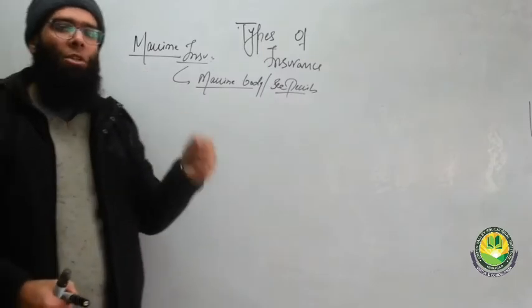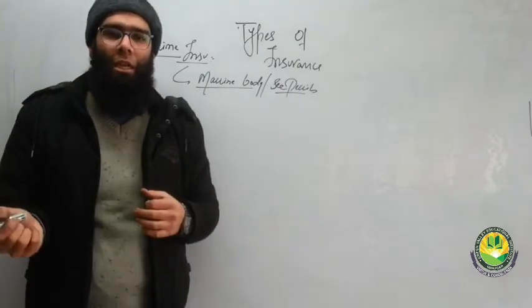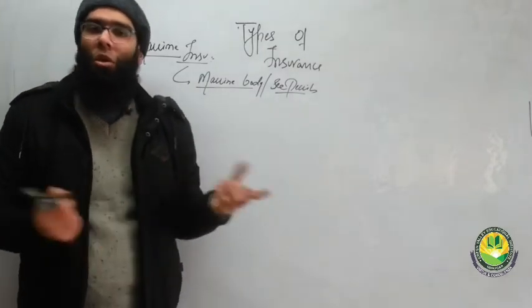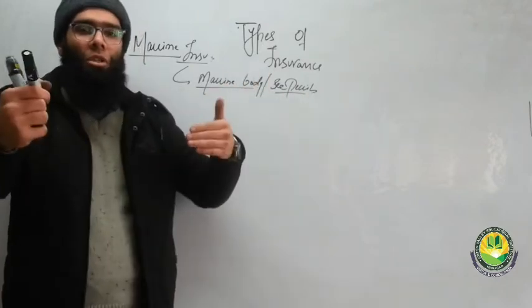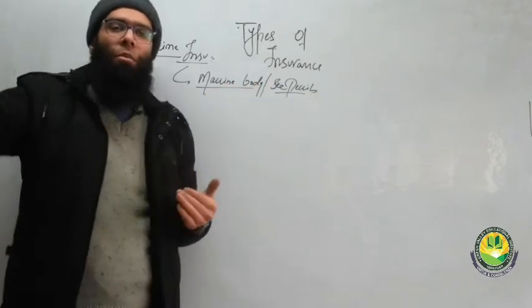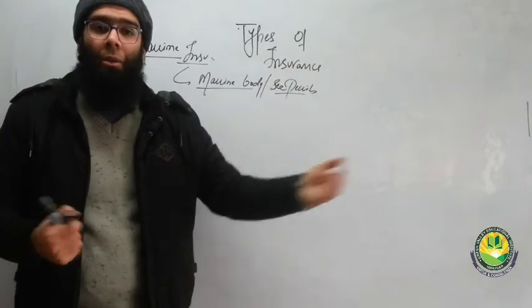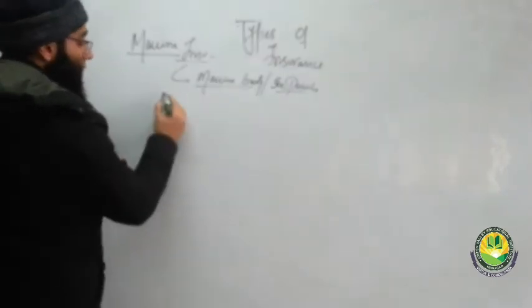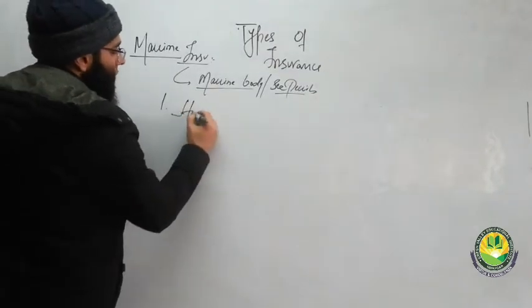So it is not for the person who is going to the sea for recreation, for surfing, for enjoying. No, it is for the trading of goods, wherein ships take large numbers of goods from one place to another. So the types of marine insurance, the first one is hull insurance.